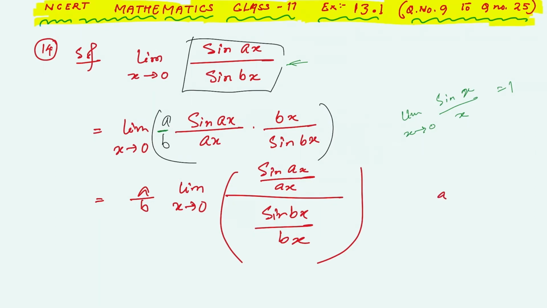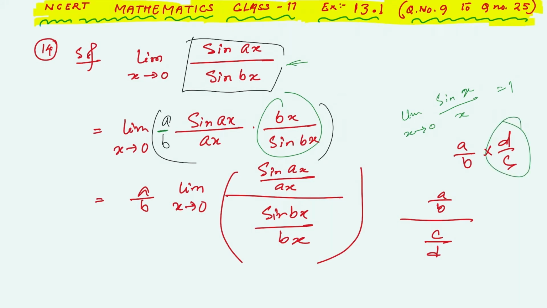It's a very simple thing. If you have a by b divided by c by d, we can write it as a by b into d by c, isn't it? Now compare this one with d by c, and in this step compare this one with c by d. Hope you have understood this. That's very simple.